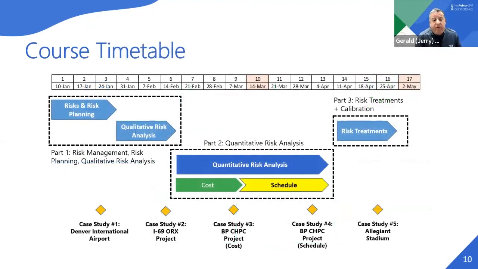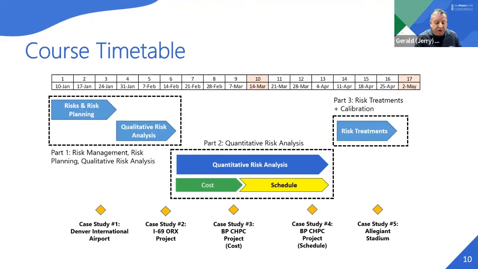Speaking of time, this is the overall course timetable that was done this past term. You can see it was, in essence, broken down into 3 parts. The first part covered the risk planning, the risk management process, and the background on qualitative risk analysis. In part 1, we used 2 case studies. One was the Denver International Airport, to talk about the effect of risks that could happen on a project, as well as what happens when you don't do effective risk management during the life of the project. That was really the learning in case study number 1.